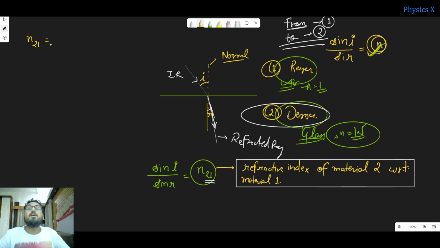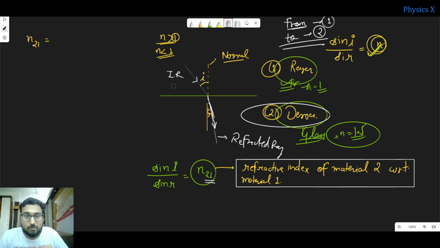I told you that a rarer medium means the speed of light is more, and a denser medium means the speed of light is less. And who is deciding this rarer and denser medium? Refractive index is an indicator which tells you which medium is rarer or denser. It is a numerical value. When n is greater than 1, it is a denser medium. When n is less than 1, it is a rarer medium. Now this 1 is a benchmark also, right?